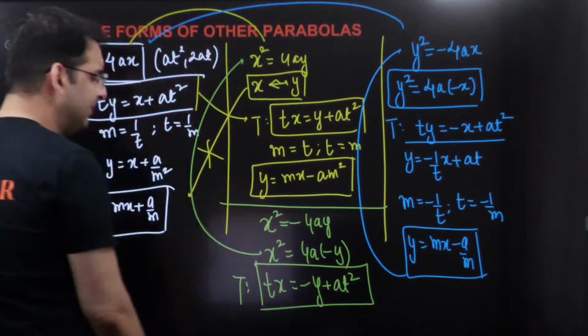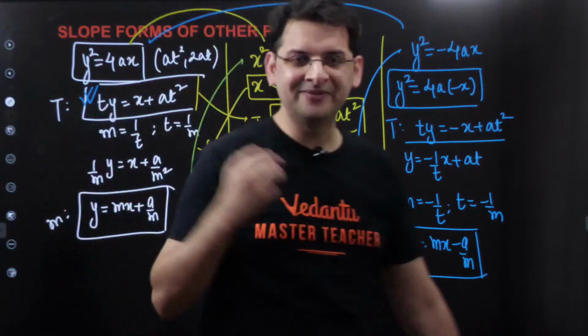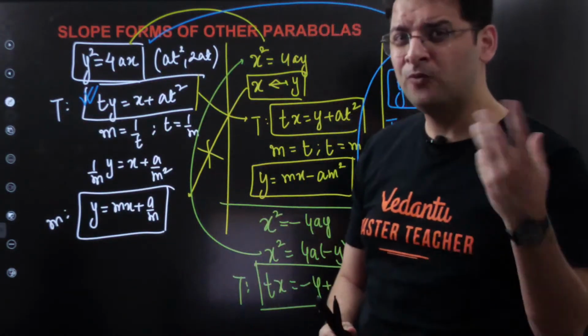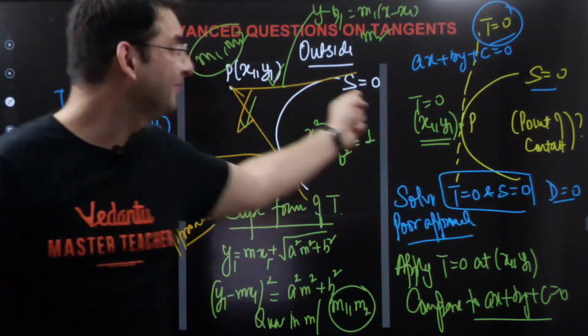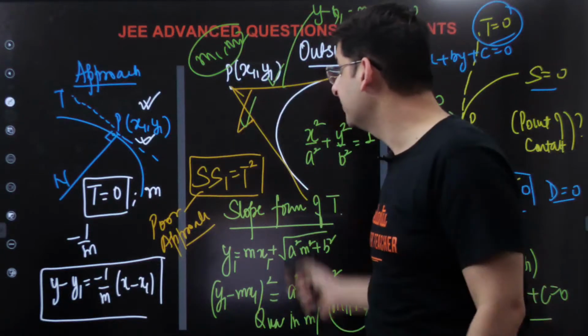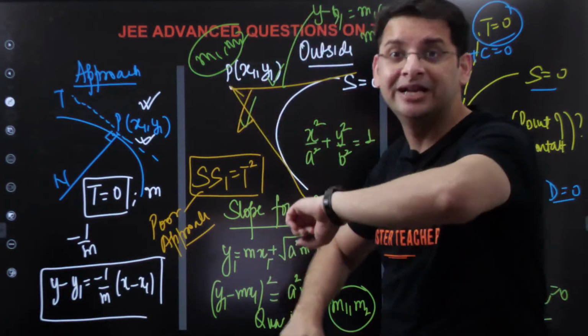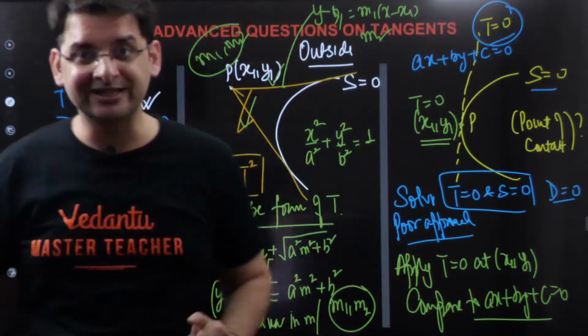Tx is equal to minus y plus at square. And slope form the same way. So yeah, you can derive it yourself. But again, why is slope form important? The slopes are important for the second approach here. Slope form is important so that we are able to find the equation of the tangent from the outside point. So that is why we require slope form of every conic section.